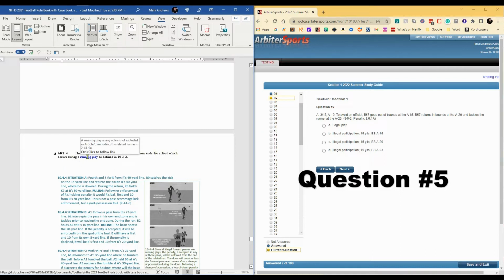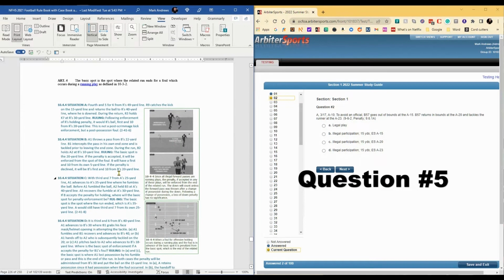And a running play is any action not included in the first article. So a running play is when you're running. And you can have a loose ball portion of the play when the ball's in the air or rolling on the ground in a fumble, and then a run. So if a receiver catches the ball, that ends the loose ball play, and then during the subsequent run, there's a foul. Then we enforce it as a running play.